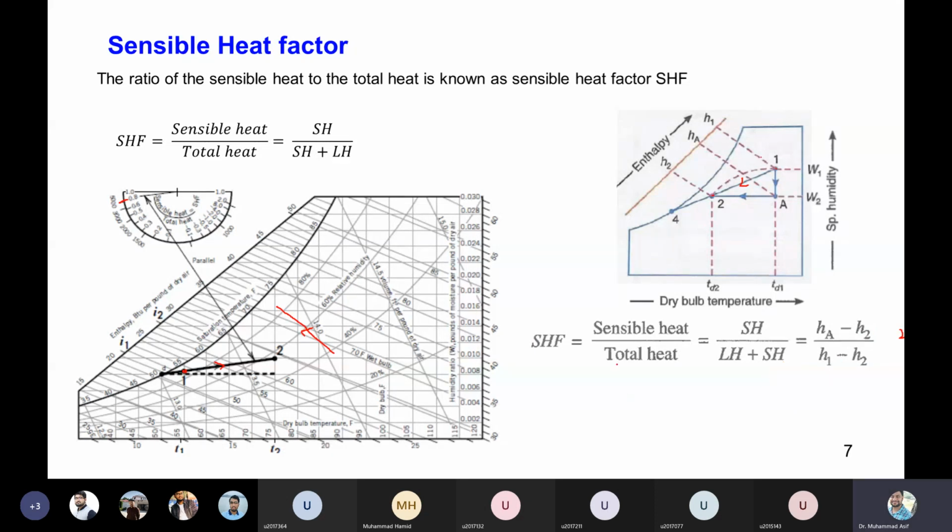So as you can see, the sensible heat factor is basically the sensible heat divided by the total heat. The sensible heat is this one, I mean, the sensible heat is between A and 2, so HA minus H2, whereas the total heat is H1 minus H2.